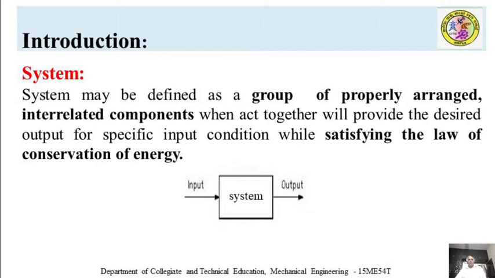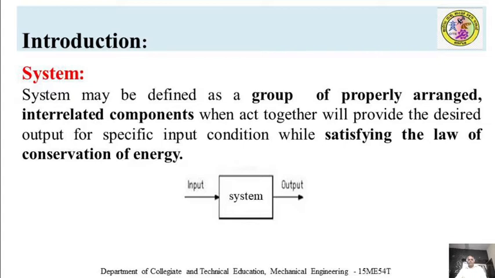So coming to the basic definition of system. System is defined as a group of number of elements chained together to get the desired output for specific input while satisfying the law of conservation of energy. So system involves number of elements. All the elements will work together to get the desired output. So while doing so, it satisfies the law of conservation of energy also.